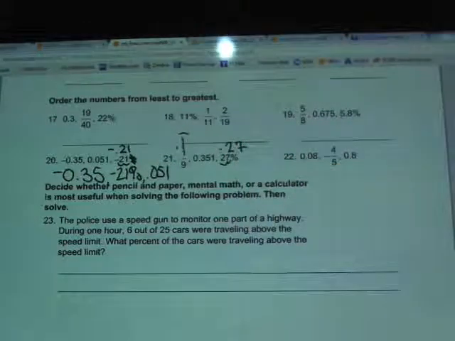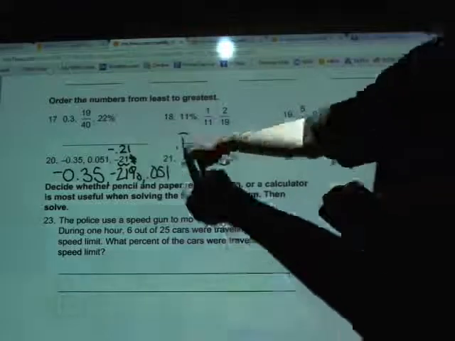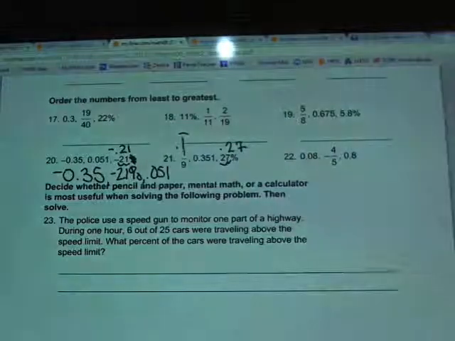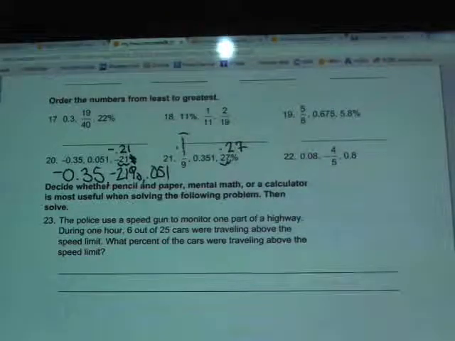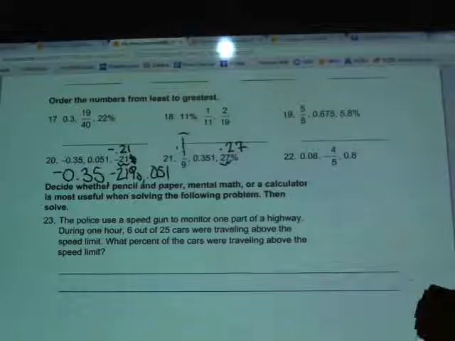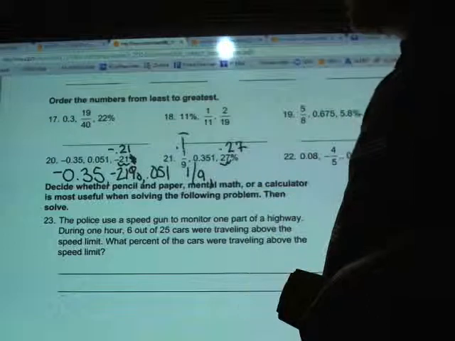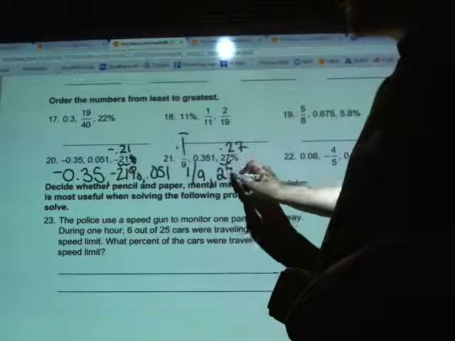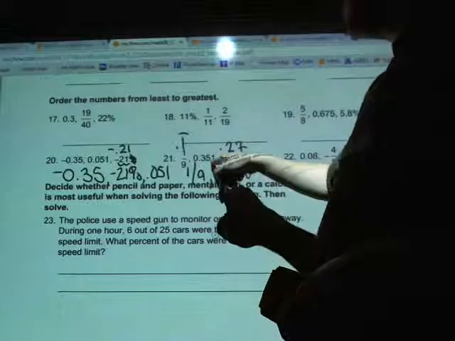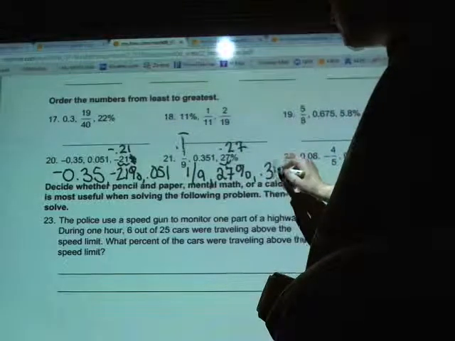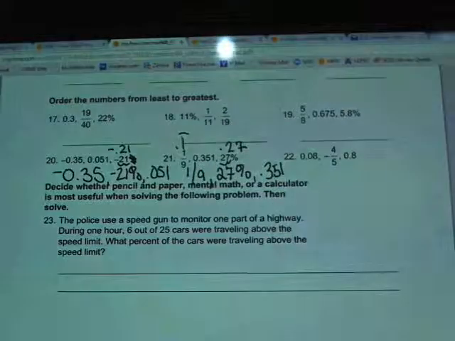So I don't have any negatives here that make this one really obvious, so we're just putting these in order from least to greatest, considering the fact that they're all positive. Well, this one starts with a 1, this one starts with a 2, and this one starts with a 3, at least for the place right after the decimal. So that makes it really easy to put these in order, because we know 1, 2, 3 is in order from least to greatest. So 1/9 is going to go first, and then 27% next, since it starts with the 2, and then 0.351, since it starts with the 3, has to be the biggest. And now those are in order from least to greatest.